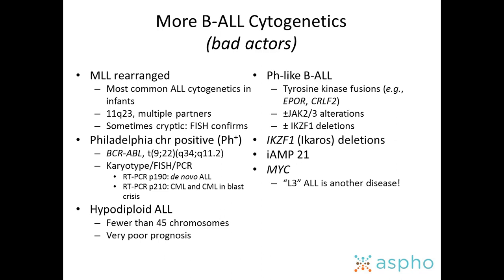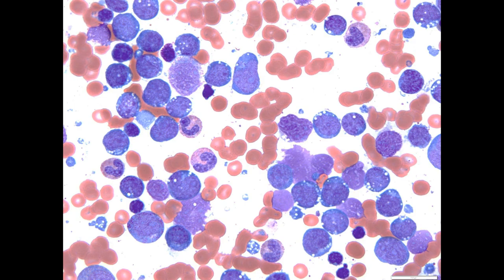And then, of course, there are MYC translocations, which isn't necessarily a bad actor in ALL. It's just to remind me that it's actually a different disease and that it's really a mature B-cell lymphoma with a leukemic phase. Speaking of Burkitt leukemia or L3 leukemia, here's the typical morphology.